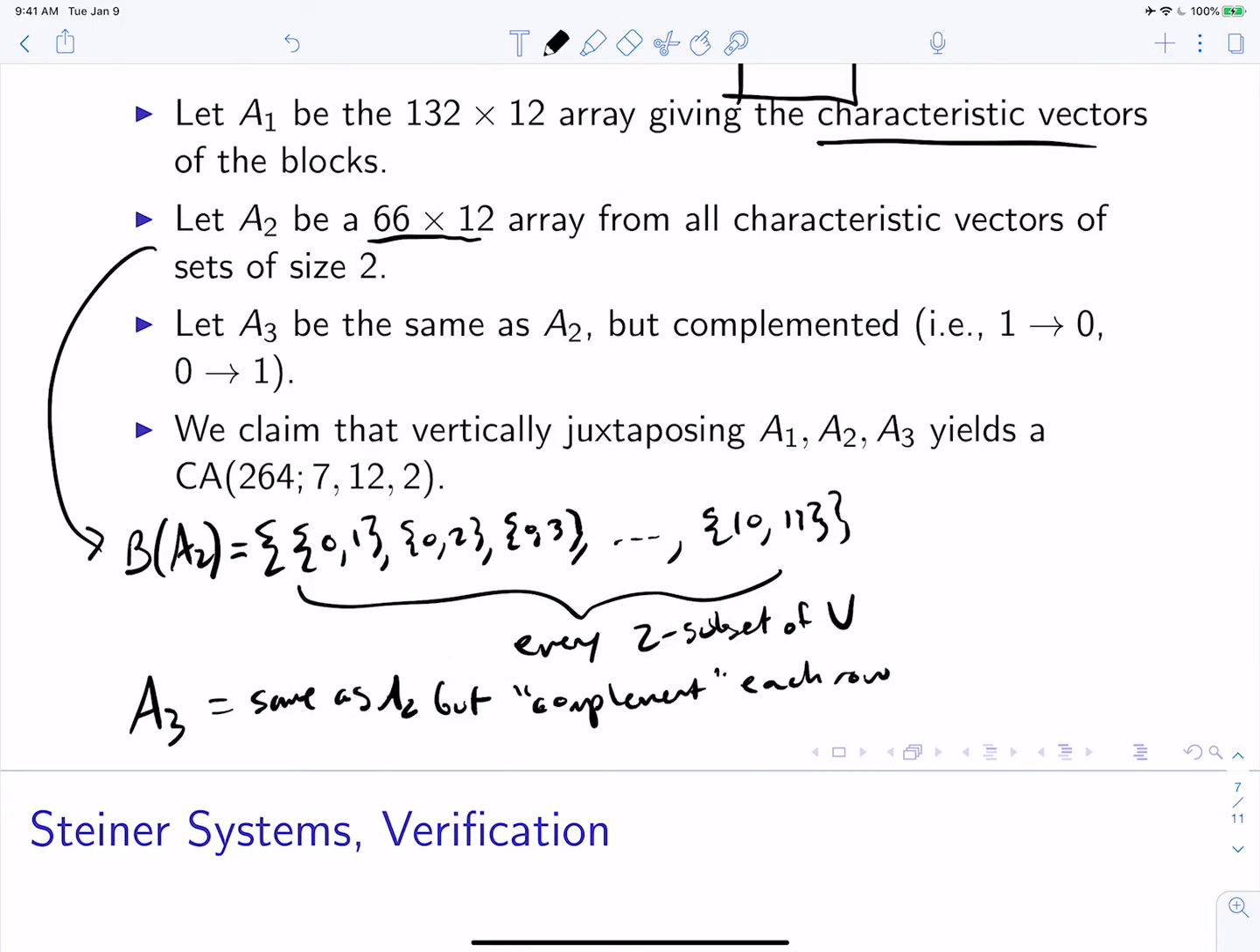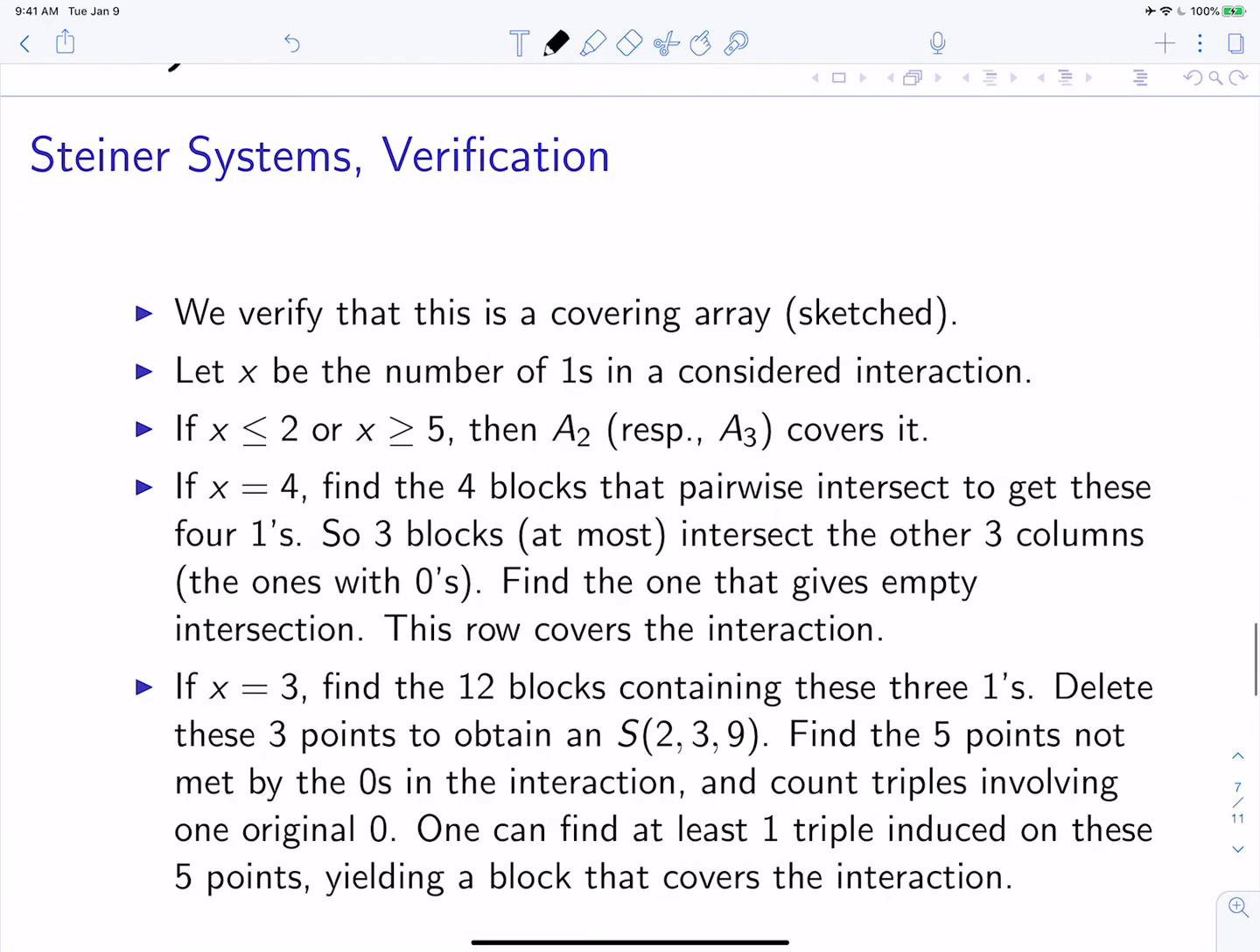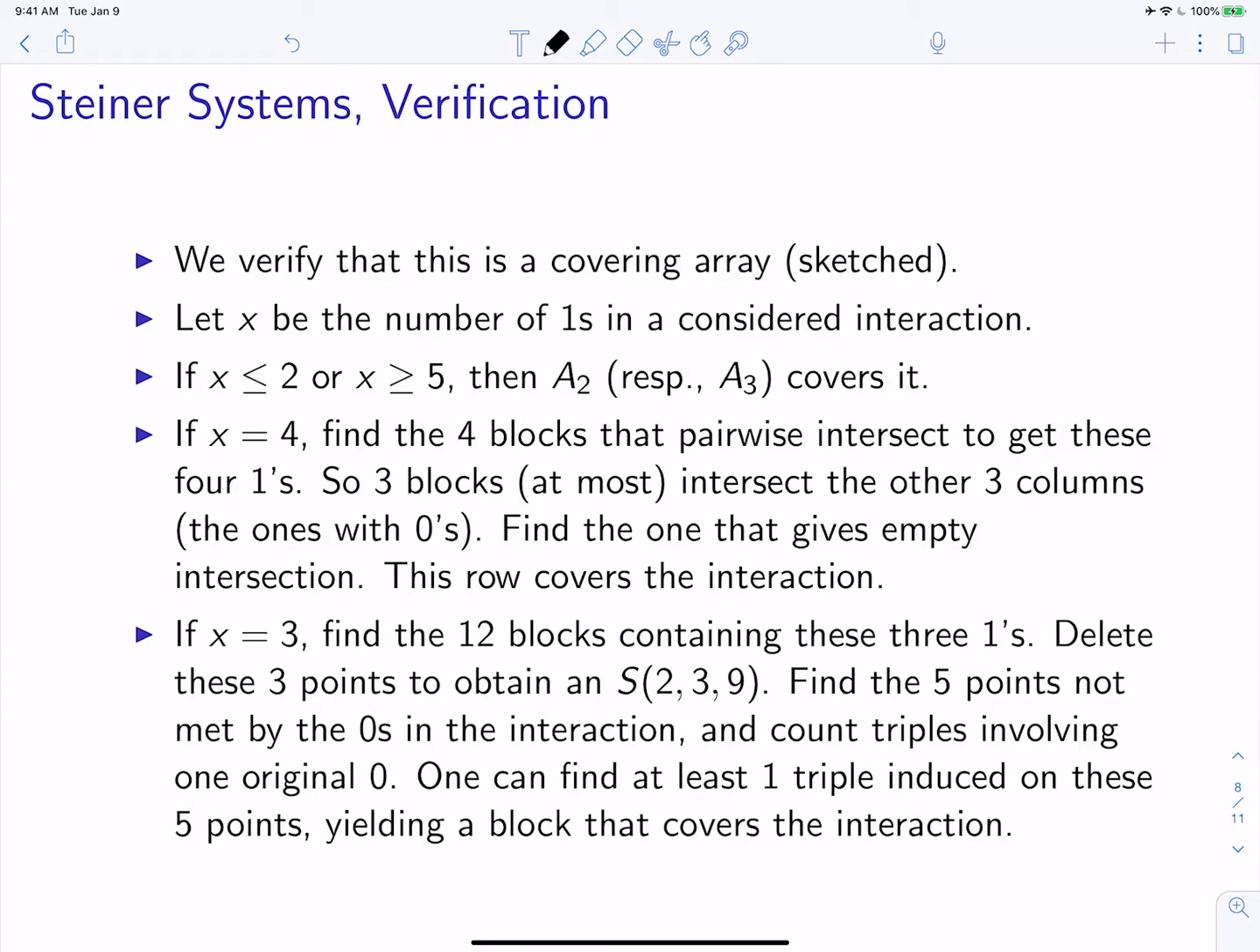And if you put A1, A2, A3 on top of each other, then what we claim is that we will get a covering array out of this. You can calculate that 264 is the number of rows that you get. It has 12 columns and 2 values because we're always doing characteristic vectors, which means that it only has 0s and 1s. But we claim that it has strength 7. And it's a lengthy verification, but it is possible to do.